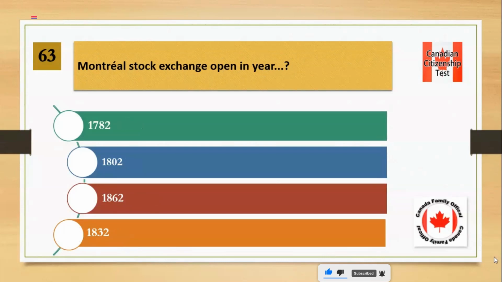The Montreal Stock Exchange opened in which year? Number 1 1782. Number 2 1802. Number 3 1862. Number 4 1832. And the answer is 1832.